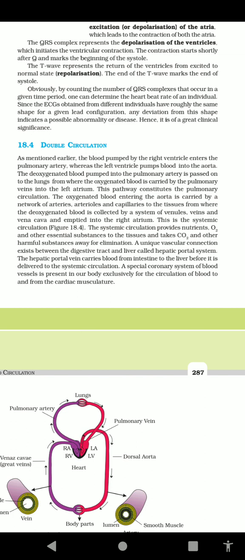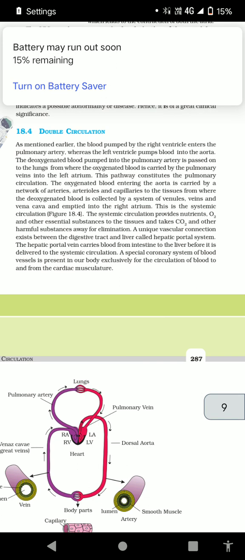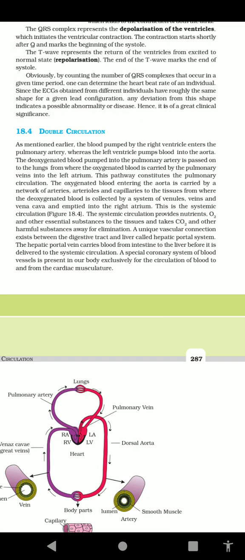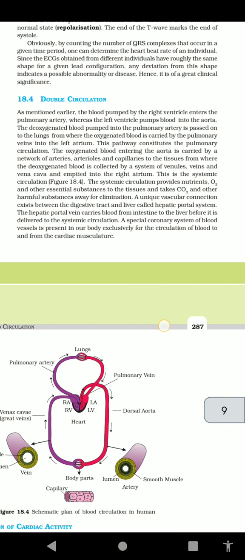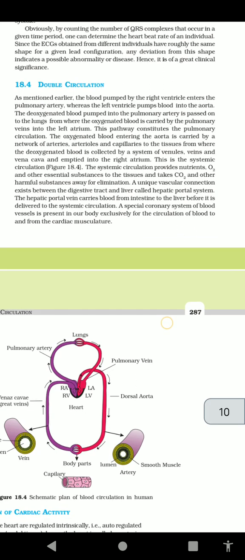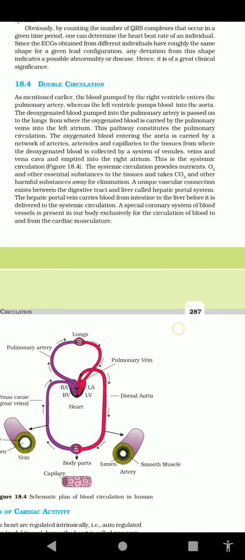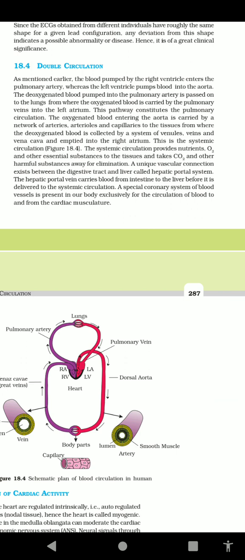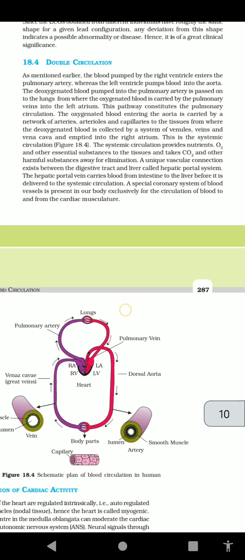The T wave represents the return of the ventricles from the excited state to the normal state, the repolarization. The end of the T wave marks the end of the systole. By counting the number of QRS complexes that occur in a given time, one can determine the heartbeat rate, as well as the individual shapes and configuration. Any deviation from the normal shapes indicates a possible abnormality or disease. Hence, it is of great clinical significance.